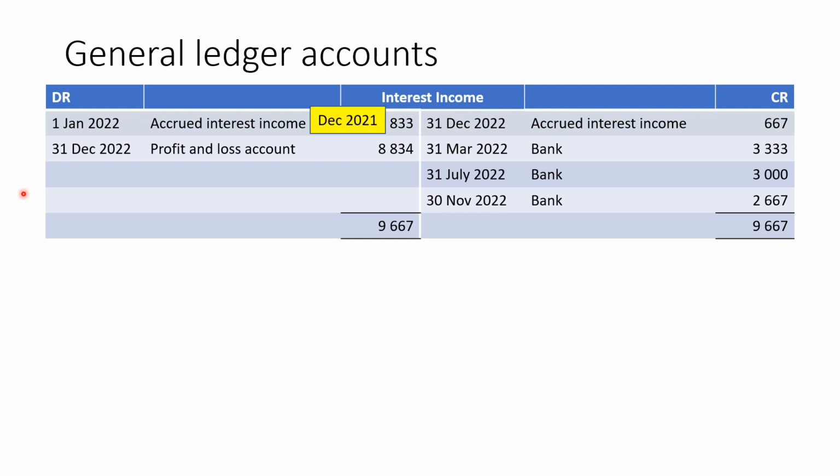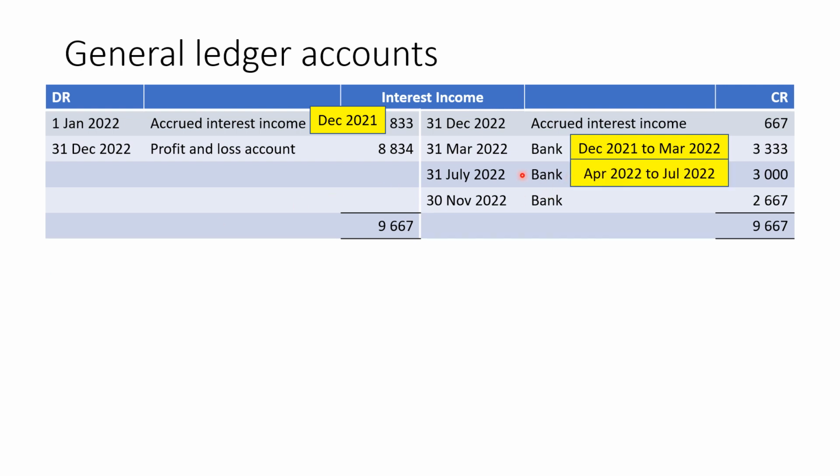So now if I look at my interest income account, this is the accrued interest income that I reversed for December 2021. Remember, income increases equity, so it has a credit balance. So when we have something on the debit side, it's reducing income. That 833 was already shown as income last year. It's being debited to the income account this year. So when we received this payment on the 31st of March for December to March, we received the December amount, but we've now reversed the amount for December because that amount is actually shown as income last year.